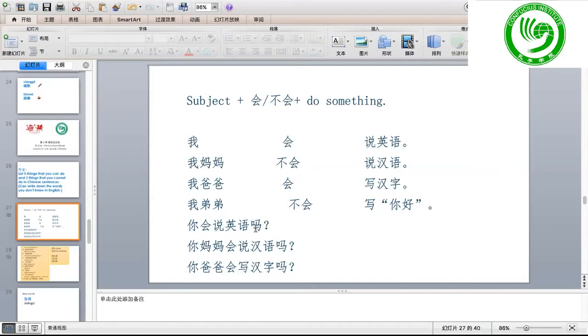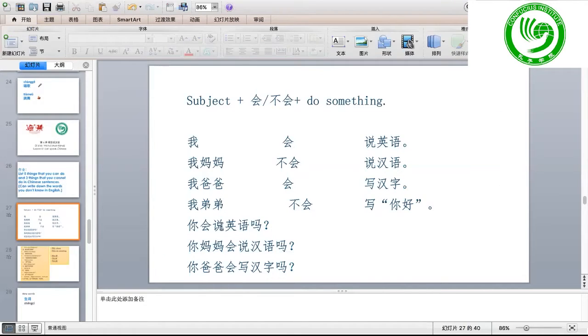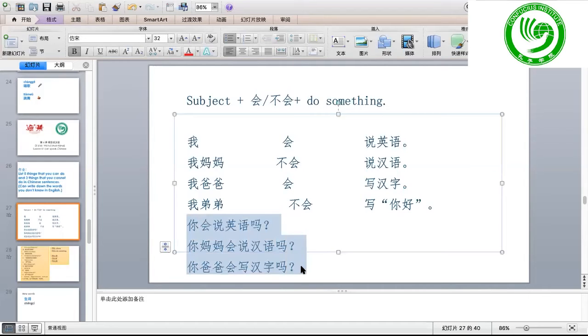Can you speak English? Yes, we put a ma at the end of the question. So it should be 你会说英语吗？How do we ask? Can your mom speak Chinese? Yes, 你妈妈会说汉语吗？How do we ask? Can your father write Chinese characters? Yes, 你爸爸会写汉字吗？Could you please answer these 3 questions? 1 minute, please.